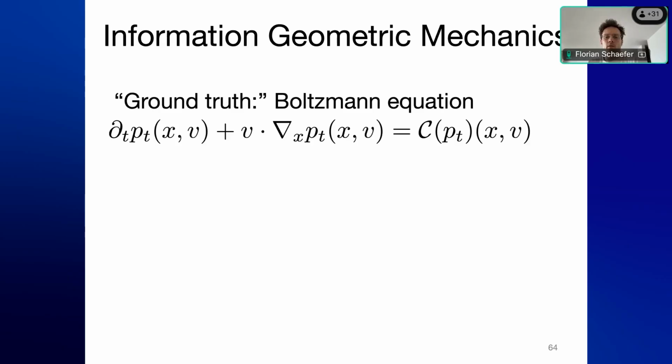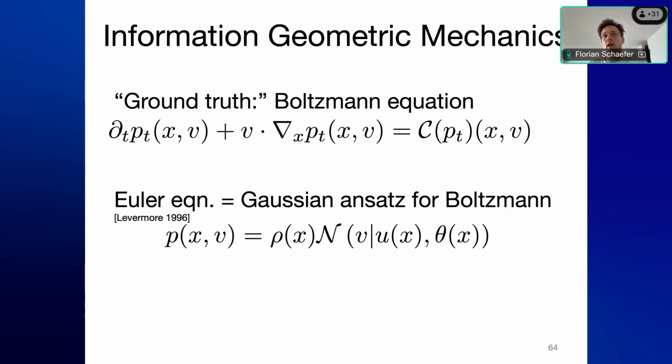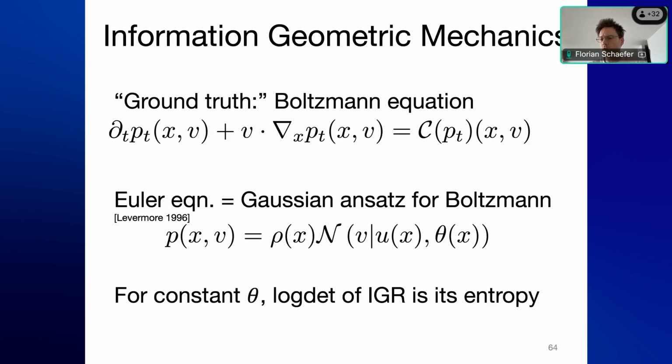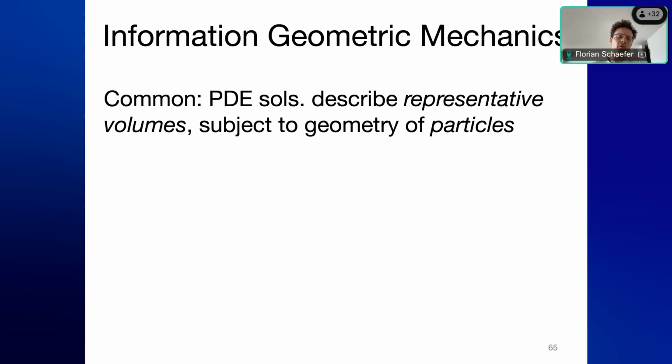And now, for instance, and that is a very ongoing line of research for me, one can try to tie this deeper into the underlying statistical mechanics, where, for instance, we can recover the Euler equations through making a Maxwellian ansatz for the underlying Boltzmann equation. And then we see that for constant temperature, the log determinant is simply the entropy of this ansatz. And so that really motivates this broader perspective of information geometric mechanics, of saying that normally we view the solutions of continuum mechanics as basically governing the behavior of representative volumes, right? So it's little fluid parcels or matter particles that basically collide and interact the way ordinary fluids and particles would do.